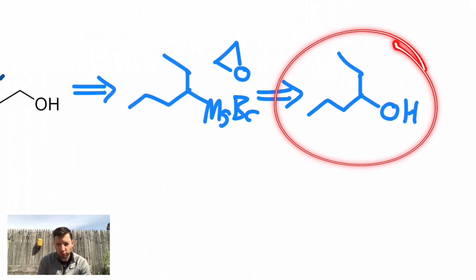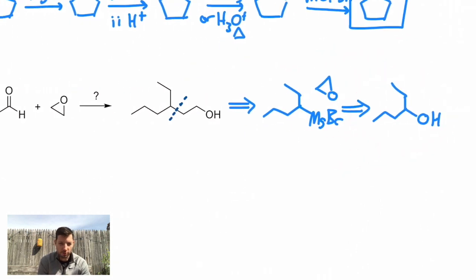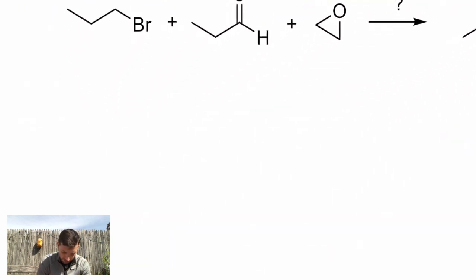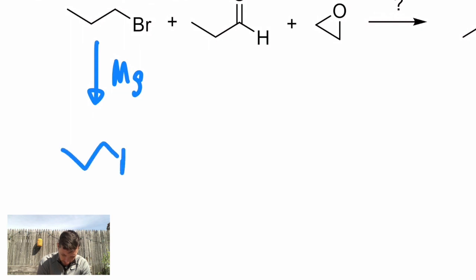So I've got a much shorter retrosynthesis here because I already see what I need to do in the forward direction. So let's write that out going forward. First up, treat the bromide with magnesium. That'll make propyl magnesium bromide. React that with the aldehyde.